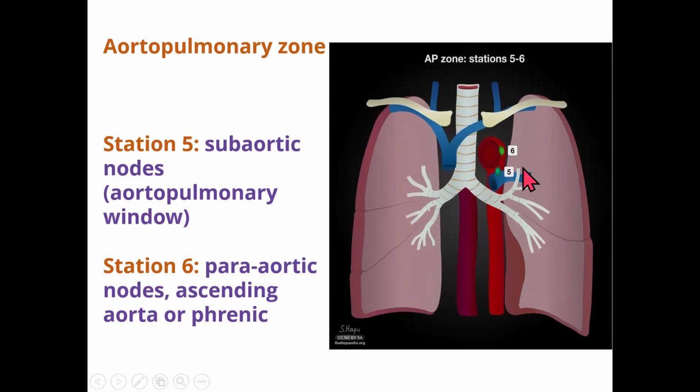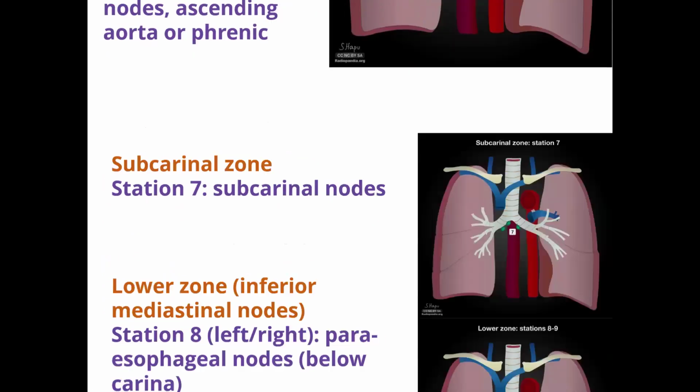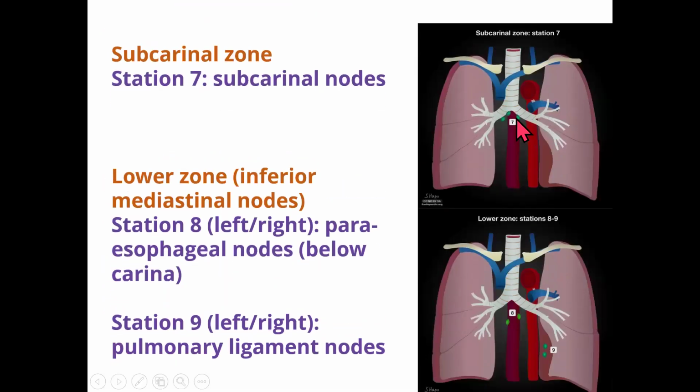The aortopulmonary zone has two stations. Station 5 is the subaortic nodes in the aortopulmonary window. Station 6 is the para-aortic nodes on either side of the ascending aorta. Subcarinal zone is station 7, the subcarinal lymph nodes below the carina. Lower zone is the inferior mediastinal nodes. Station 8 is the paraesophageal nodes on either side of the esophagus below the level of the carina. Station 9 is along the pulmonary ligament, the pulmonary ligament nodes.